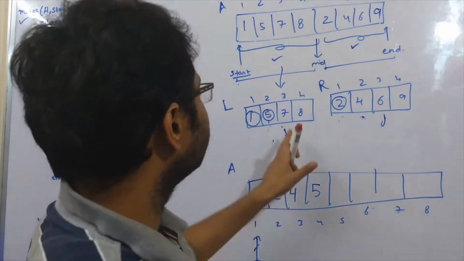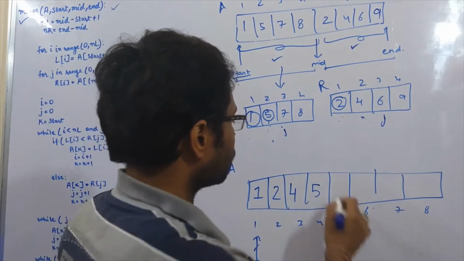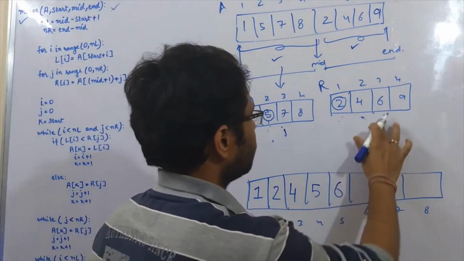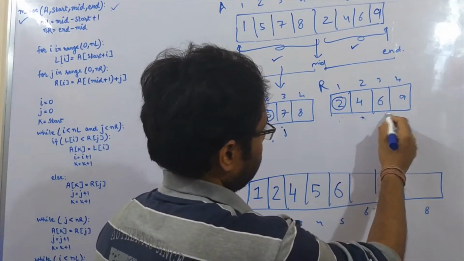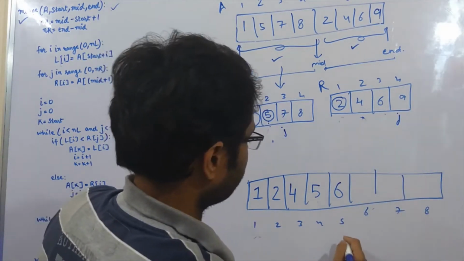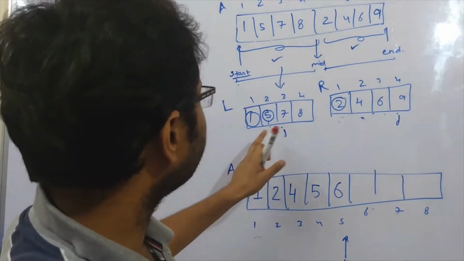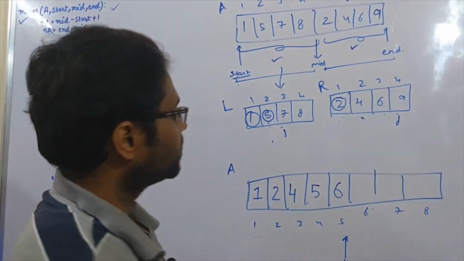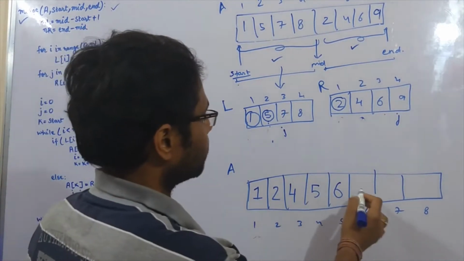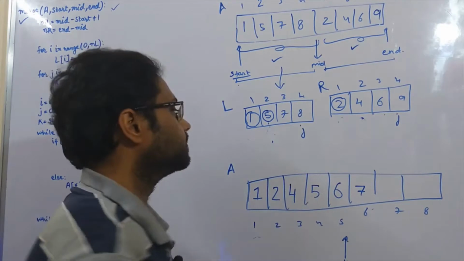So now next we will compare 7 and 6. Which one is smaller? 6 is smaller. So we will copy the 6 and increment the j value. And similarly, we are increasing the k value also. So next what will be compared? 7 and 9. Which one is lesser? 7. So we will put 7 here and j will be incremented here.